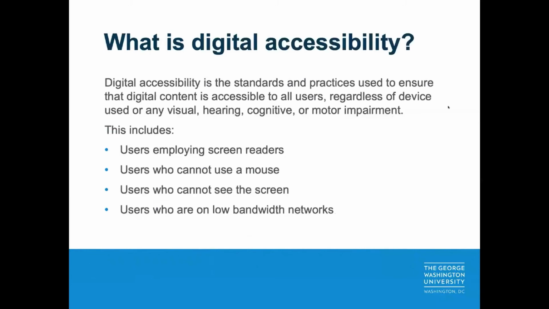So, what is digital accessibility? It is the standards and practices used to ensure that digital content is accessible to all users, regardless of the device that they're using or any visual, hearing, cognitive, or motor impairments. And so this could mean anybody who maybe can't see the screen for some reason. They might be blind. They might have a color blindness issue, which plays in directly to what we're going to be talking about today. It could also mean somebody who can't use a mouse.